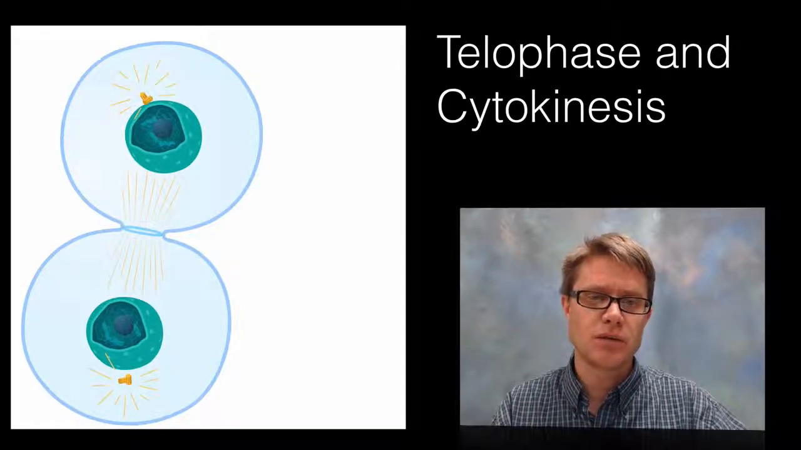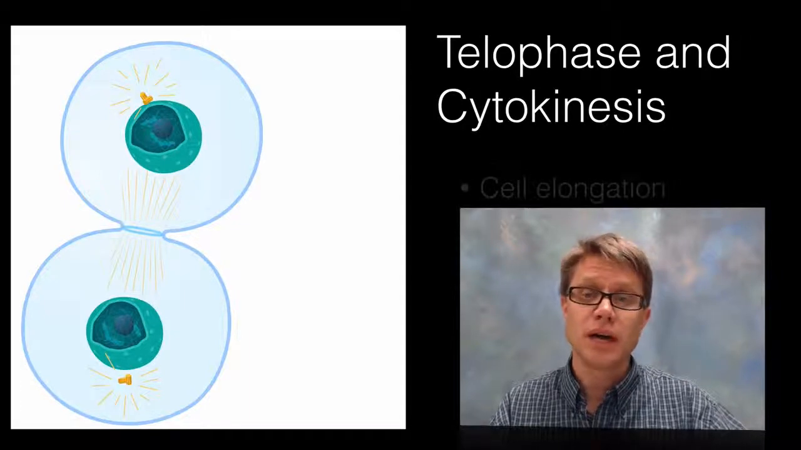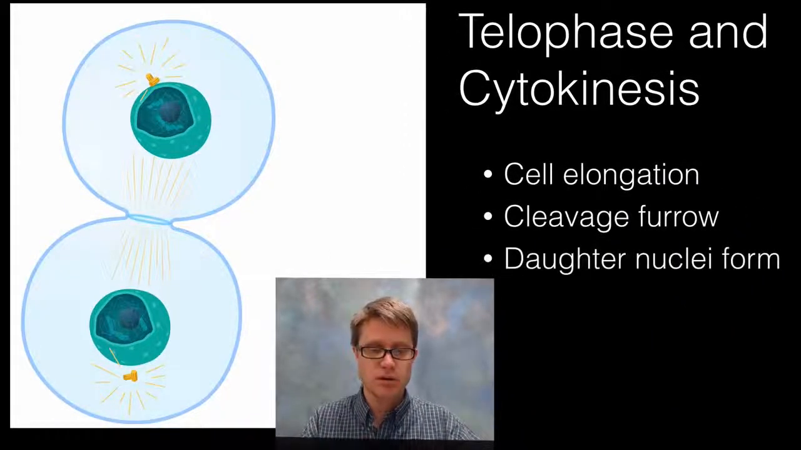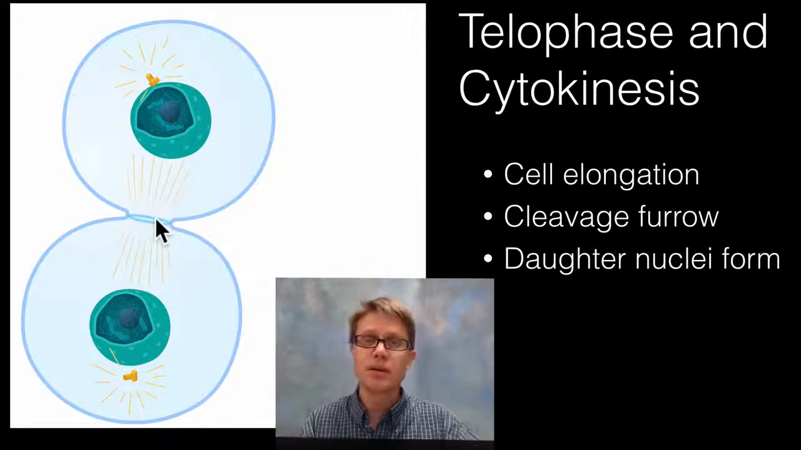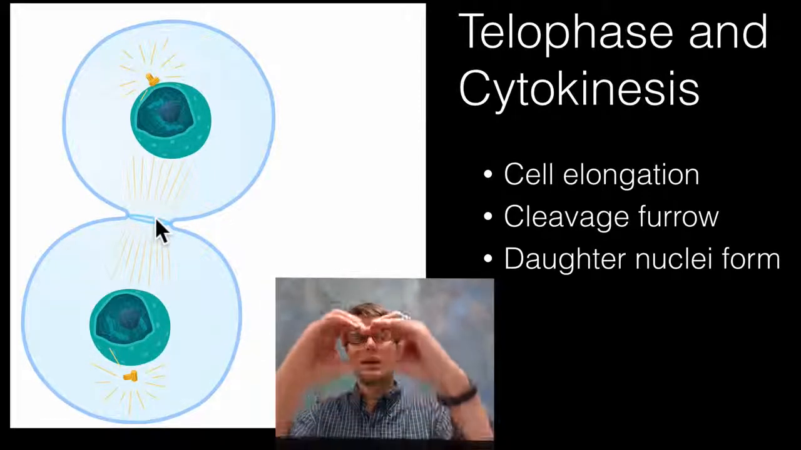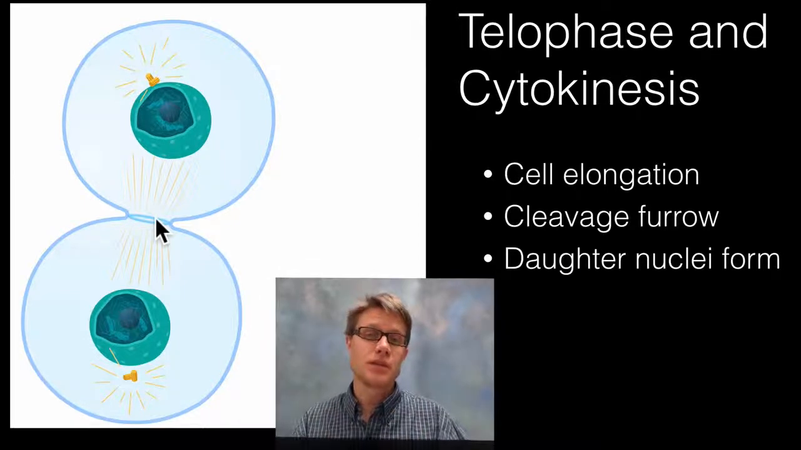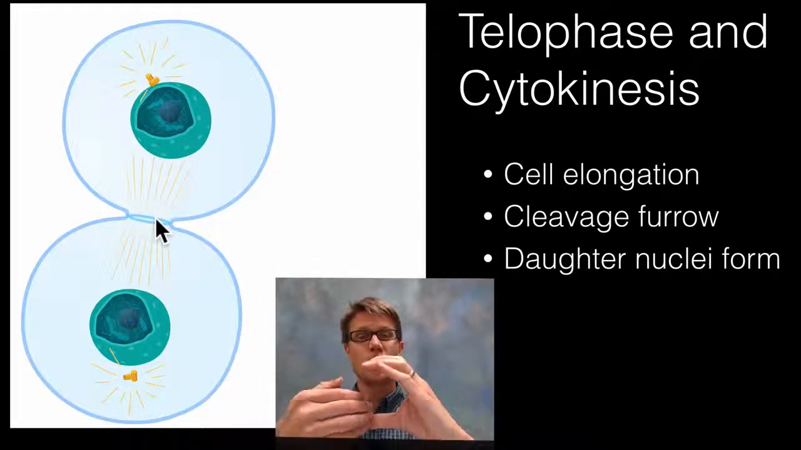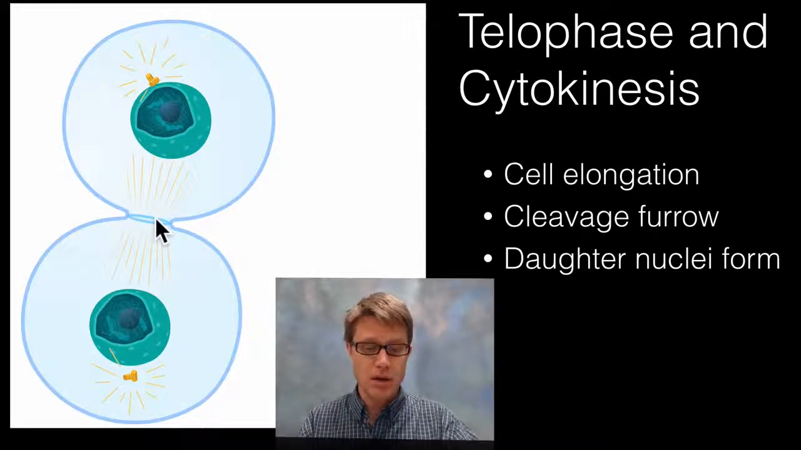During telophase, what we're going to form is a new nuclei on each side. The cells are elongating, and that cleavage furrow is forming. So this is that cleavage furrow right here. It's basically taking that one cell and pinching it in half. Now, if this was a plant cell, they form what's called a cell plate, which is a new cell wall right in the middle. What are the other big things?